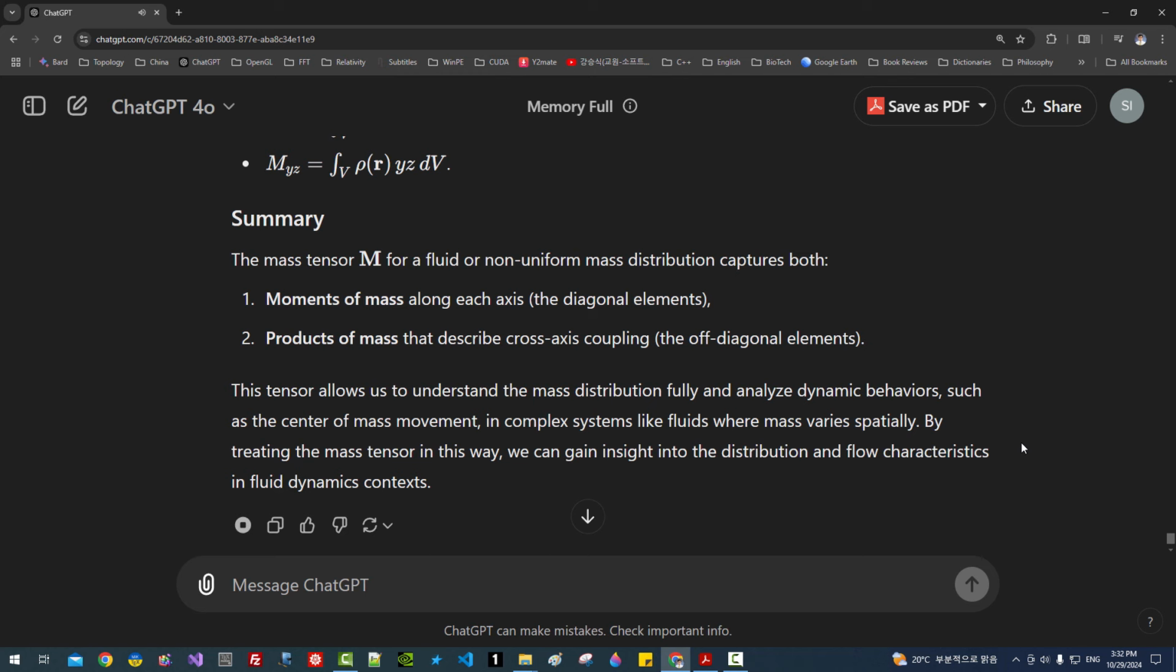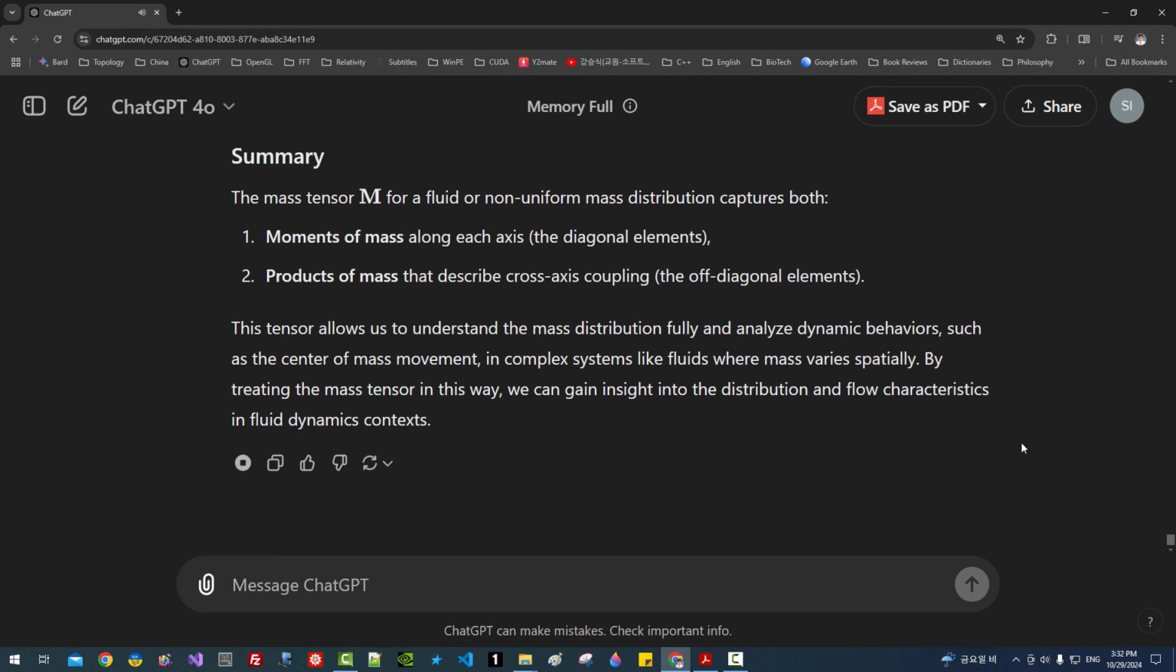Summary: the mass tensor, M, for a fluid or non-uniform mass distribution captures both: 1. Moments of mass along each axis, the diagonal elements. 2. Products of mass that describe cross-axis coupling, the off-diagonal elements. This tensor allows us to understand the mass distribution fully and analyze dynamic behaviors, such as the center of mass movement, in complex systems like fluids, where mass varies spatially. By treating the mass tensor in this way, we can gain insight into the distribution and flow characteristics in fluid dynamics contexts.